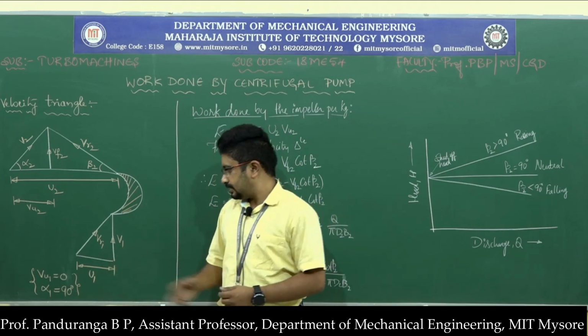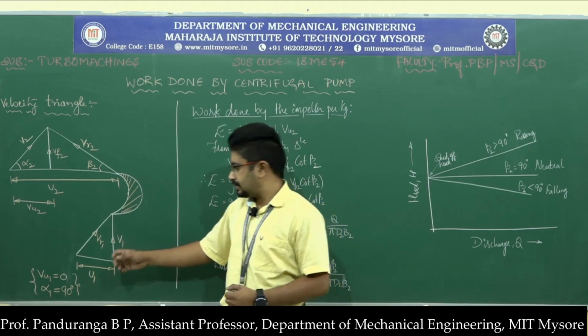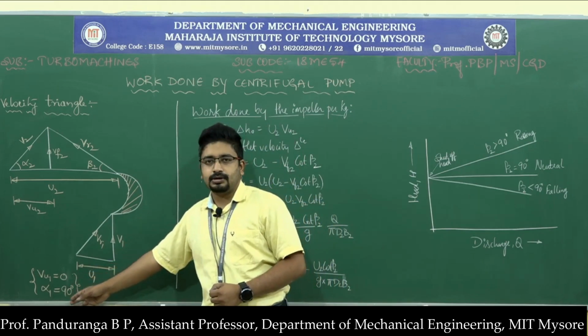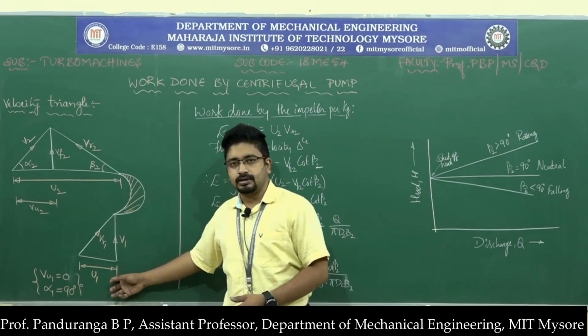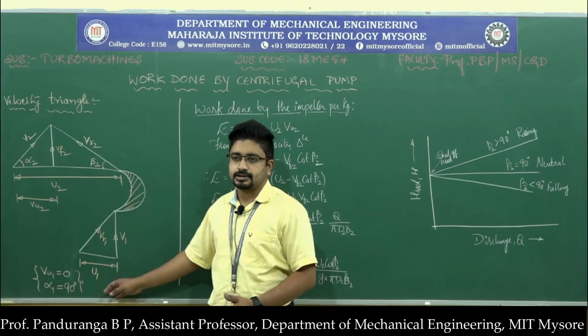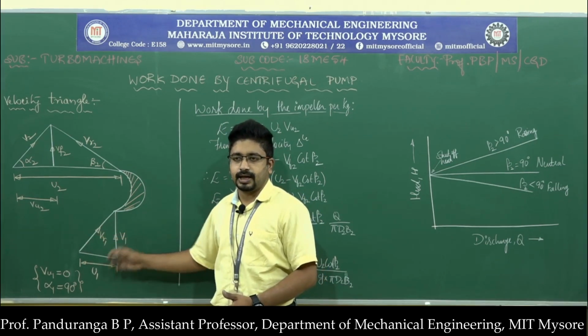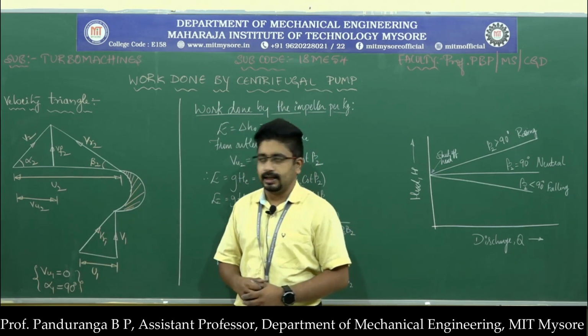Here at the inlet, V1 will be radial in direction, and because of that VU1 will be 0 and hence alpha 1 will be equal to 90 degree. Here we have, this is U1 and this is VR1. So the resultant of subtracting V1 and U1 is VR1, that is the relative velocity at the inlet.